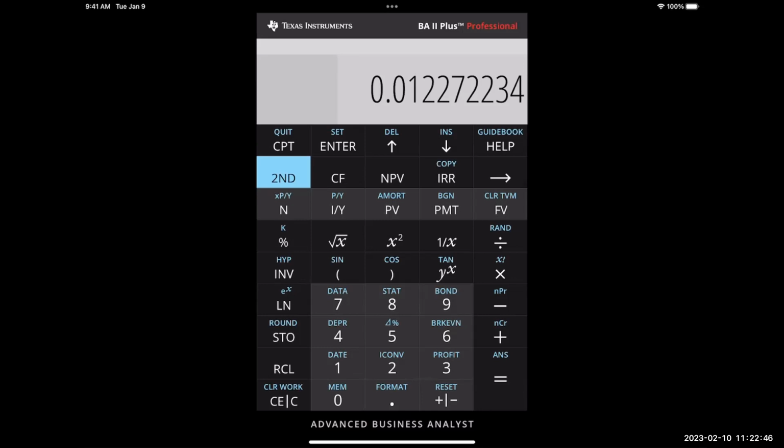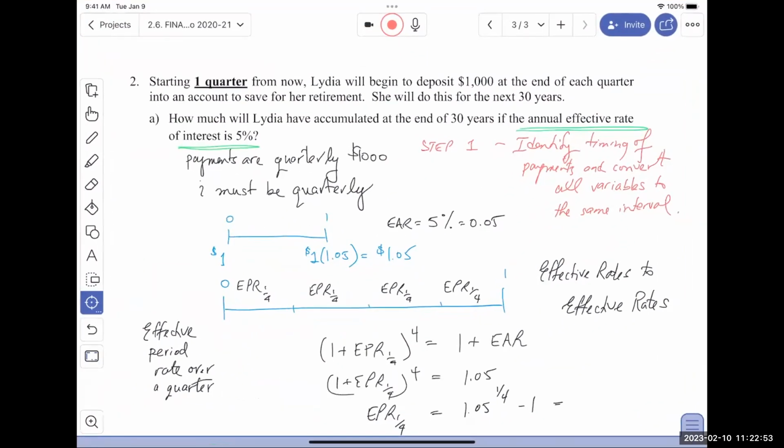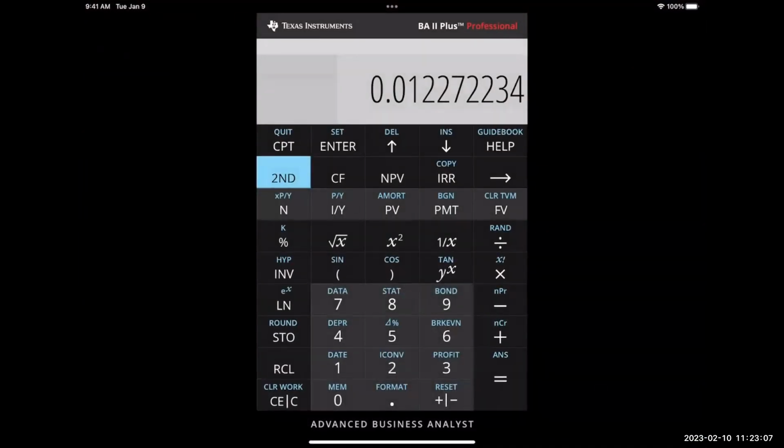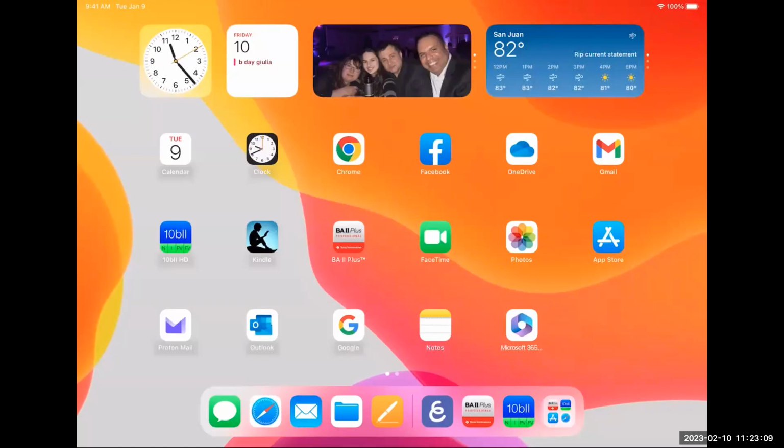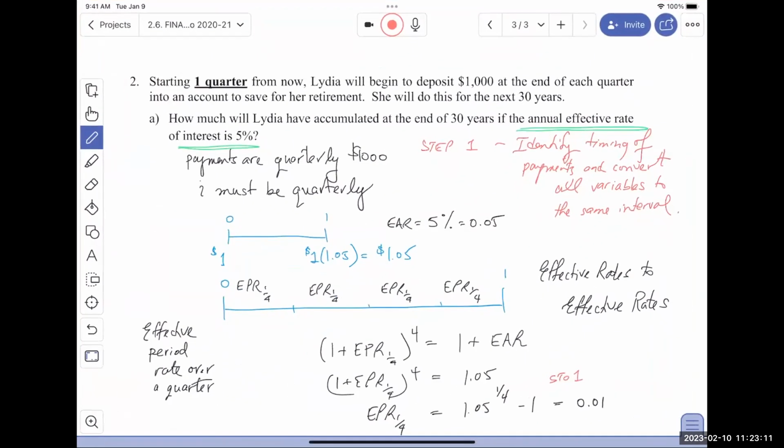So what I'm going to do with that number is store that number in storage 1. I'm going to make a note on here that I put this in storage 1. And someone tell me the number, or I have to go back and get it. So it's 0.01227. I'll just put 5 numbers. So I remember that I've stored it.